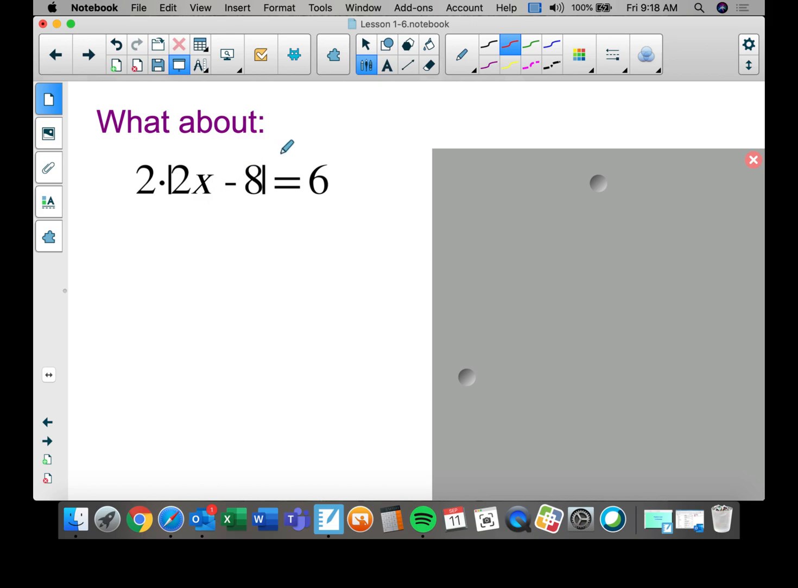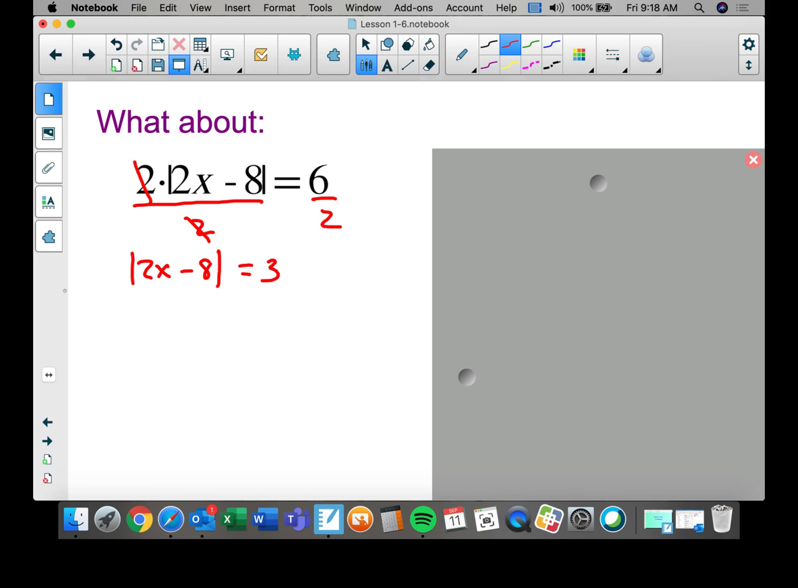So step number 1 here is, some students may have thought, well, can I just distribute this 2? And the answer is no. These absolute value bars are not parentheses, okay? So we need to get the absolute value by itself. So step number 1 is that we are going to divide by 2 on both sides to get rid of that. So that 2 will cancel out, leaving me with the absolute value of 2x minus 8.